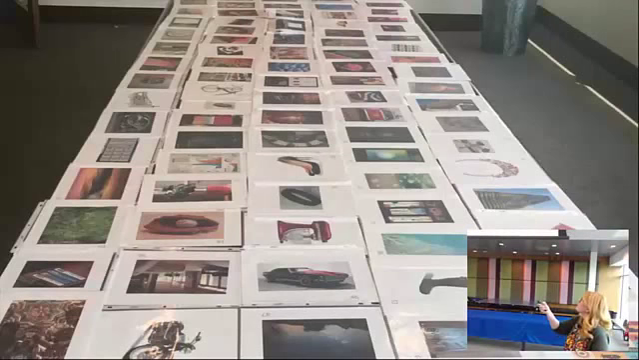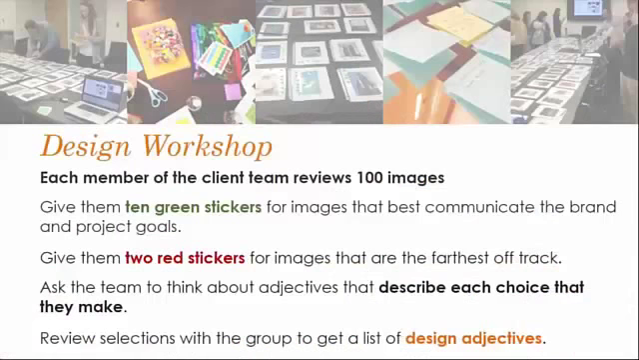So how does this actually work? Okay, each member of the client team reviews 100 images. They're given 10 green stickers that they put on the images that they think reflect the project style in their mind. And they're given 2 red stickers that they use for images of things that they want to really avoid. Now, it's really important to stress to them that this is not a personal opinion type of situation. This is a big picture. Think about your company. Think about the project. Don't think about if you like sports cars or high heels. Think about if that would reflect the feel of your company.